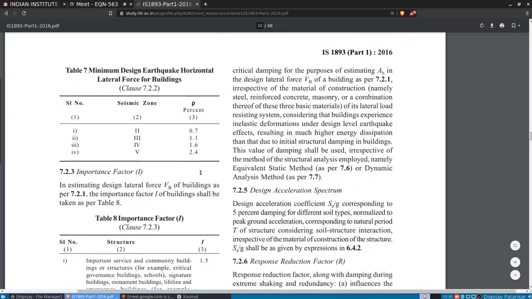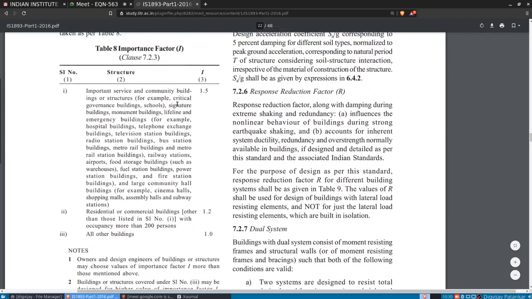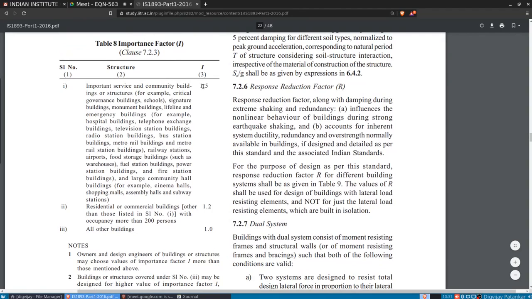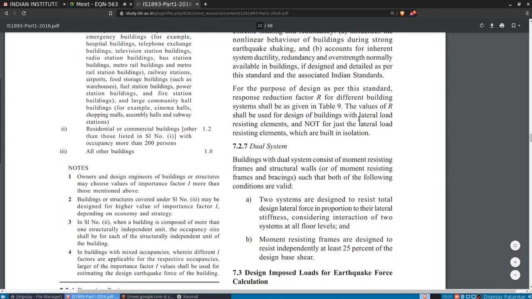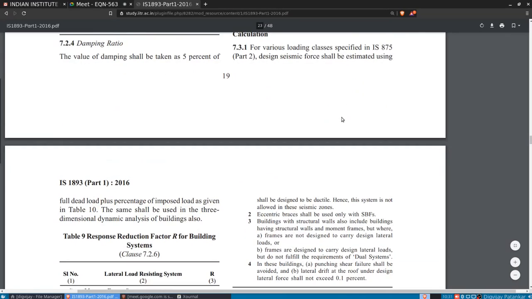Here you can see the importance factor I, it should be 1, 1.2, or 1.5, and for what type of building it should be 1.5, for what type of building it should be 1.2 and 1 are given here. Similarly, there is a clause for response reduction factor, and there will be a table for that as well, I think table 9. So let us look at that.